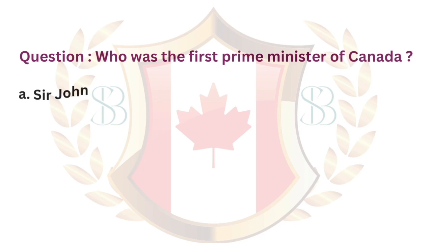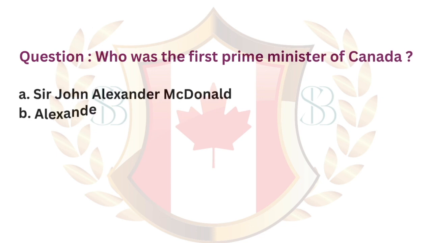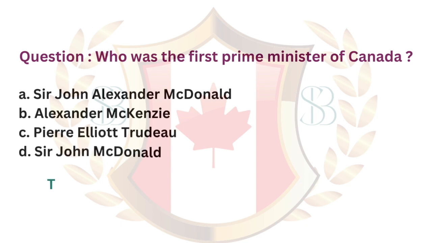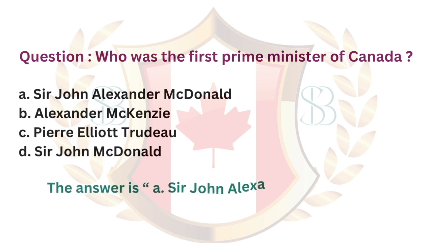Question. Who was the first Prime Minister of Canada? A. Sir John Alexander Macdonald. B. Alexander Mackenzie. C. Pierre Elliott Trudeau. D. Sir John Macdonald. The answer is A. Sir John Alexander Macdonald.